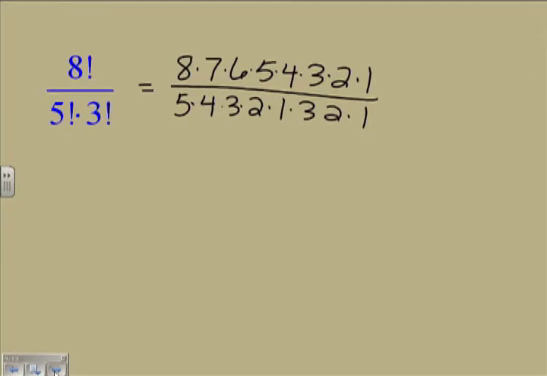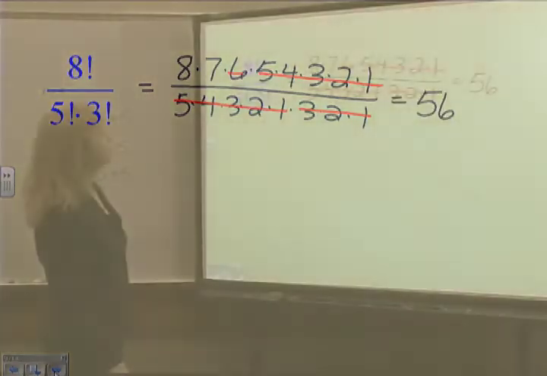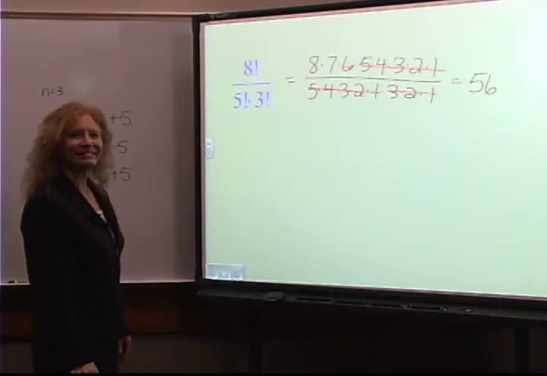What you want to do is you want to cancel. So for example, I see this nice long string of 5 times 4 times 3 times 2 times 1. They're all common factors. And then I see 3 times 2 here, which will cancel with a 6, and just like that, that big old ugly number ends up becoming 56. Okay.